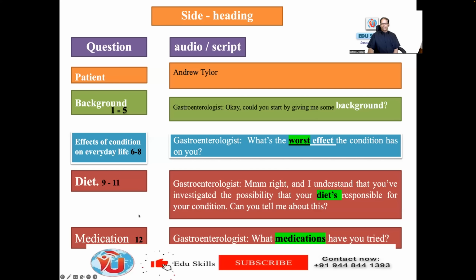Medication. The question is, what medications have you tried? So when you listen to that particular question from the health professional, you should be able to predict that one medication is going to be answered. Just listen for that particular medication. That's why I said you should know what to listen for. You can't listen for everything, and most things are not relevant for you. So focused listening is the skill that you need to develop.